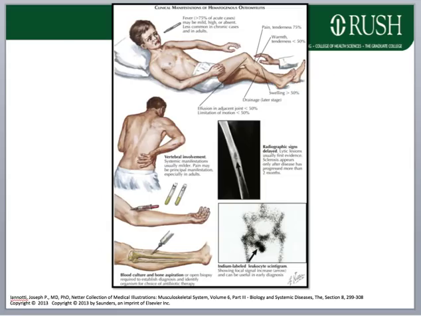Clinical manifestations of hematogenous osteomyelitis include fever, because these patients are usually septic, and usually the bone shows the characteristics of inflammation: pain and tenderness, warmth, etc.